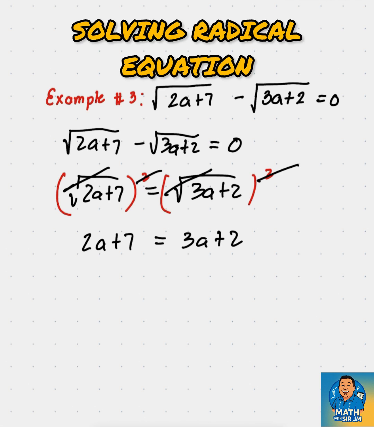Then combining similar terms, we have here positive 2, transfer it to the left side. It becomes 7 minus 2 is equal to, now, 2a, we need to transfer it to the right side. Therefore, we have 3a minus 2a. Now, perform the indicated operation. 7 minus 2, that is 5, is equal to 3a minus 2a, that is a. Therefore, our final answer is a is equal to 5.